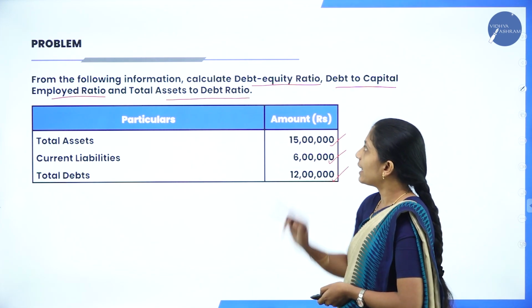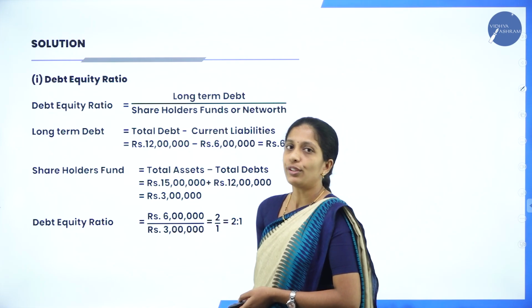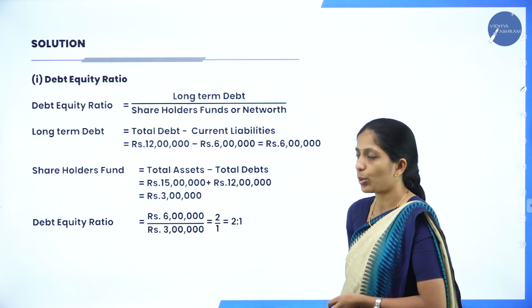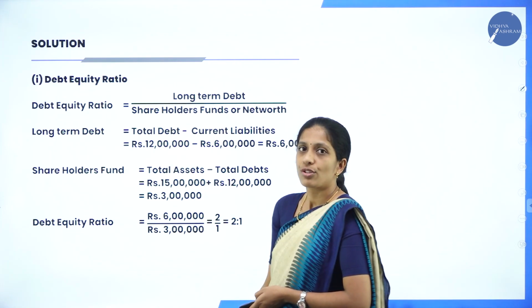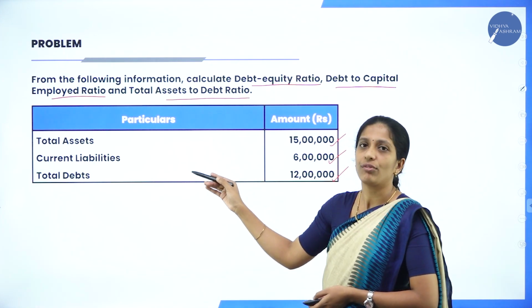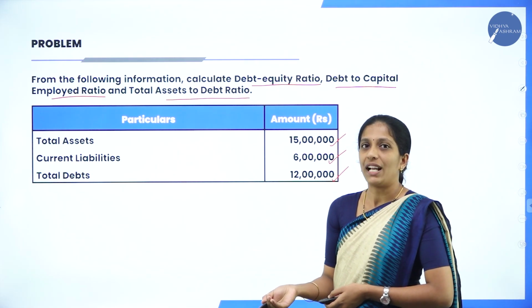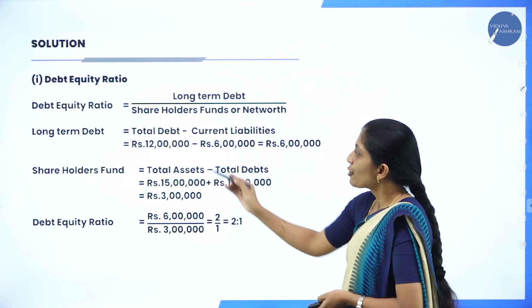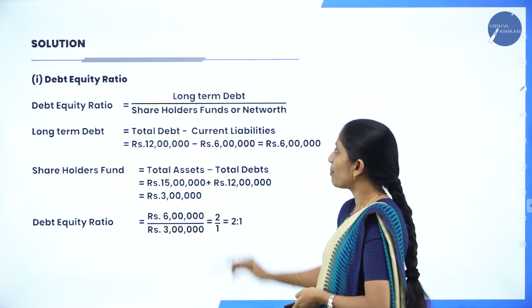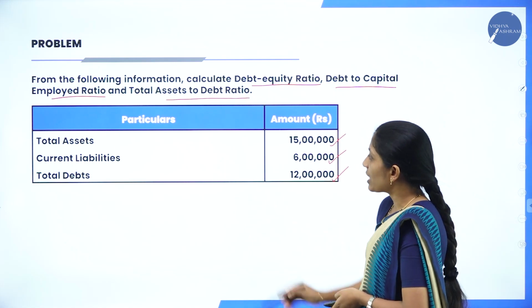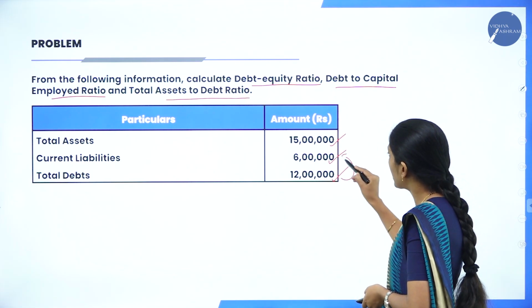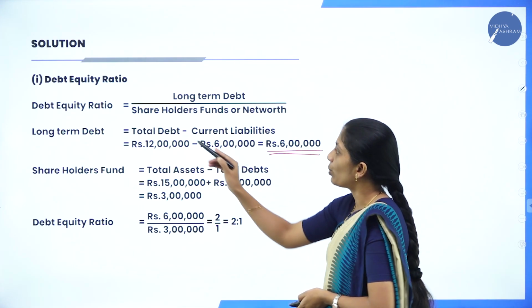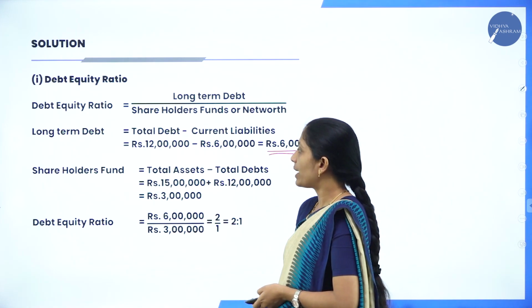Now first we shall calculate debt equity ratio. As I told you, your formula is long-term debt divided by shareholders fund or net worth. Now long-term debt. If you see this information, we can't directly apply the formula. So you have to use the formula and calculate long-term debt. Long-term debt is equal to total debt minus current liability. What is total debt? 12 lakh minus current liability, that is 6 lakh. So you will get 6 lakh as long-term debt.